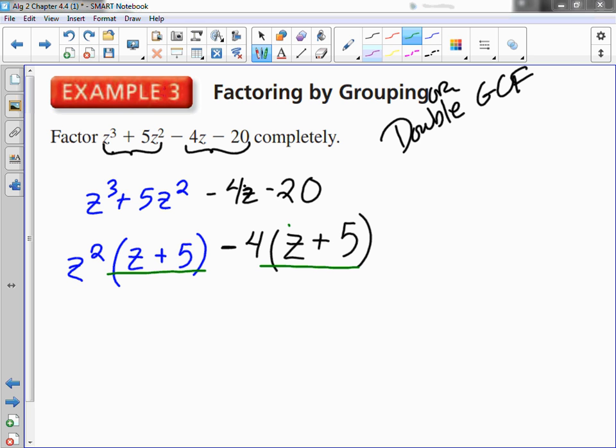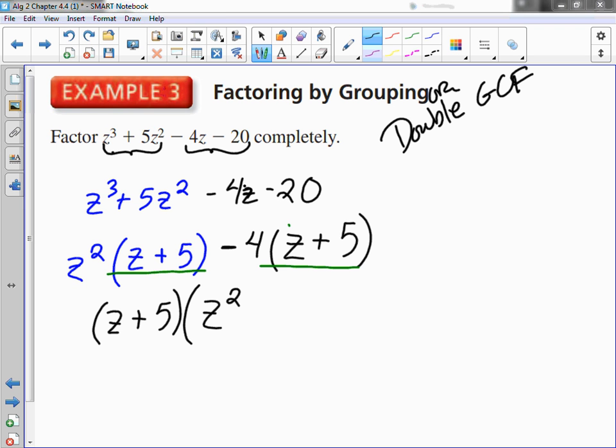These are the same, yes? I can factor it out because it's shared in common in both, yes? Because the greatest common factor is the biggest thing that's in common in all the terms. So now these two terms share a common factor of z plus 5, yes?